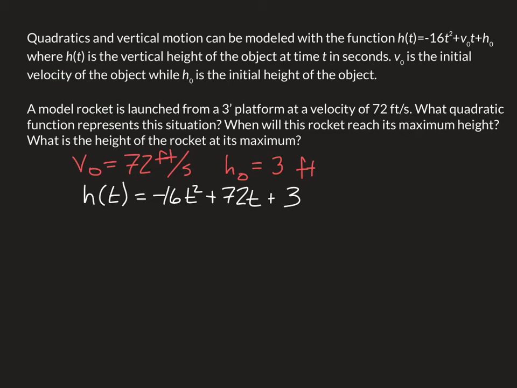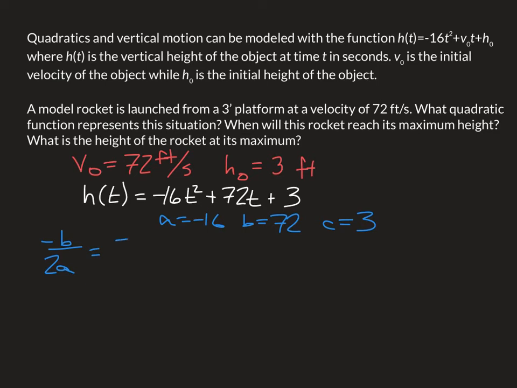There it is. Next, when will this rocket reach its maximum height? Well, we know the maximum of any parabola will occur at the vertex. So we need to find the vertex of this, which brings up our formula, opposite of b over 2a. Now, I'll remind you that a is negative 16, b is 72, and c is 3.